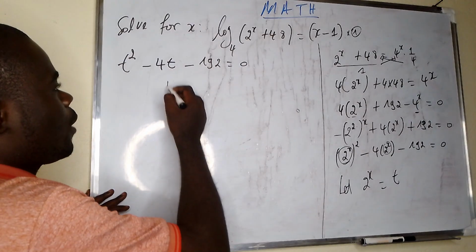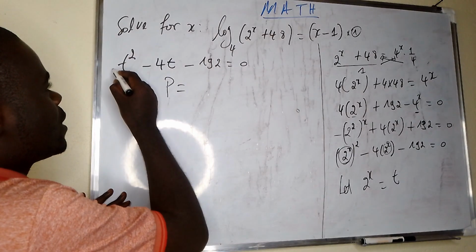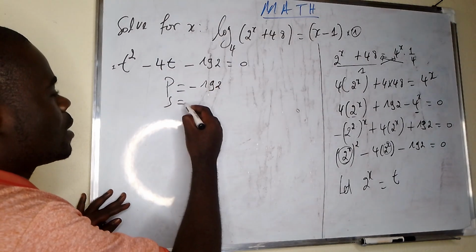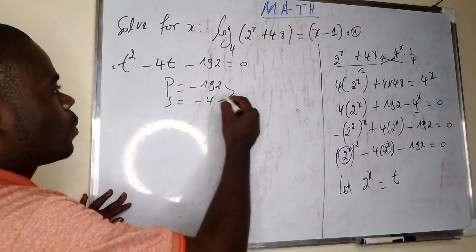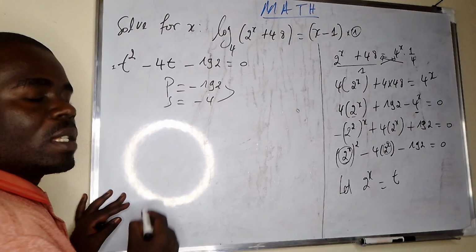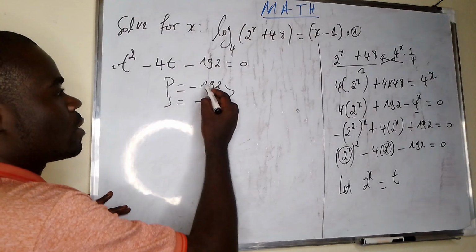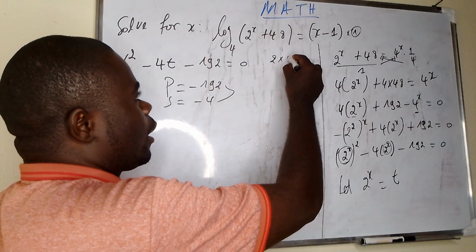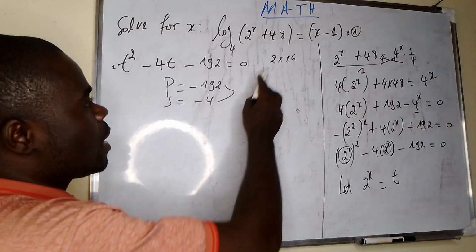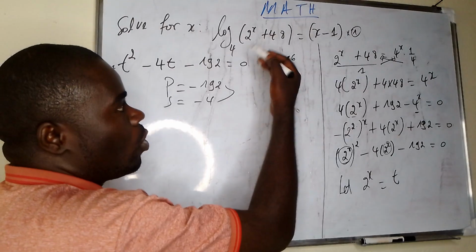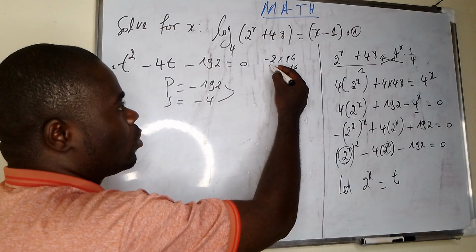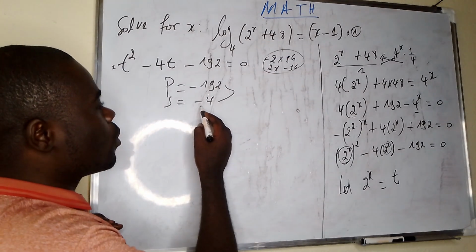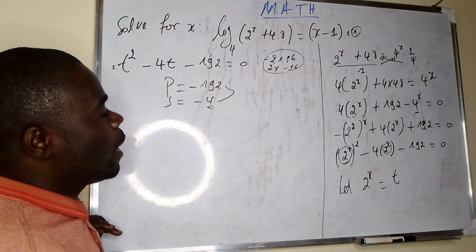By factorization, we find the product, which is a times c. A is 1, c is this one, so it is 192. And the sum is negative 4. We find two numbers which multiply to get this and which add to get this. There are many factor pairs of 192, like you can take 2 and 96. When you multiply them, you see that we get this number, either 2 times 96 or 96 times 2. But when you look at their sum, they are not even close to this number. So we find other numbers.